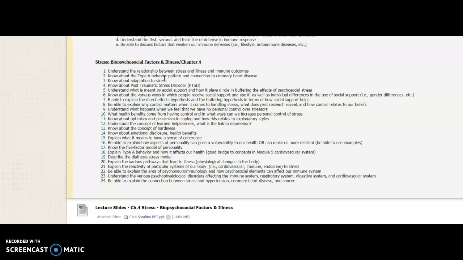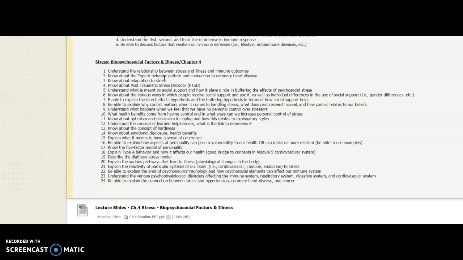A person who is type A has a high correlation or a higher rate of having coronary heart disease. So we'll look at the factors revolving around that, looking at how people adapt to stress over time and illnesses such as PTSD. What is social support and why is it important in someone's stress response? How can it play a role in buffering the effects of psychosocial stress?